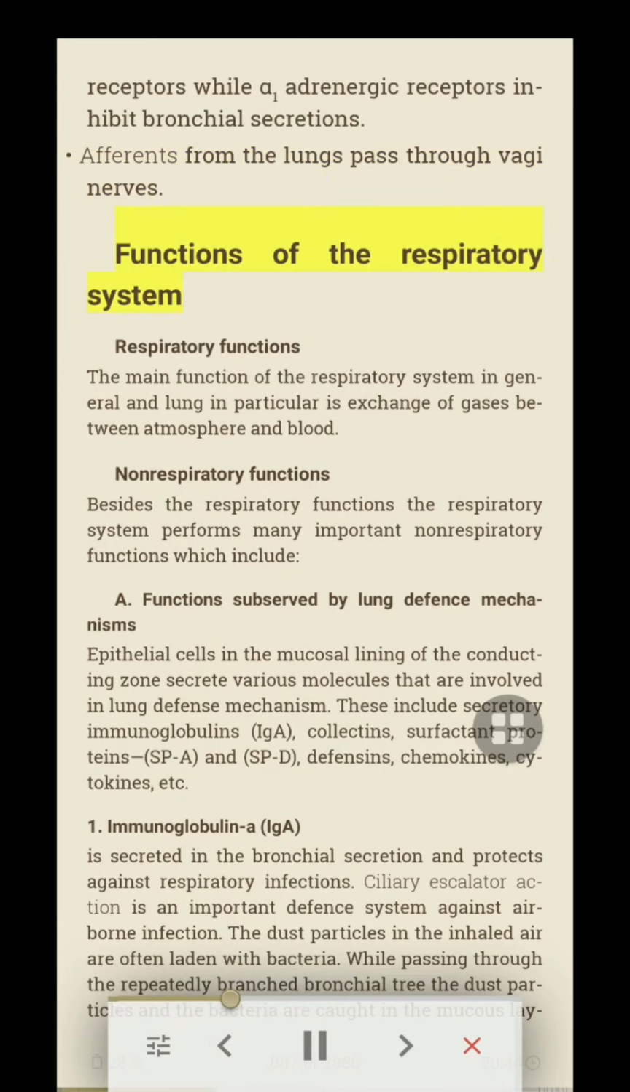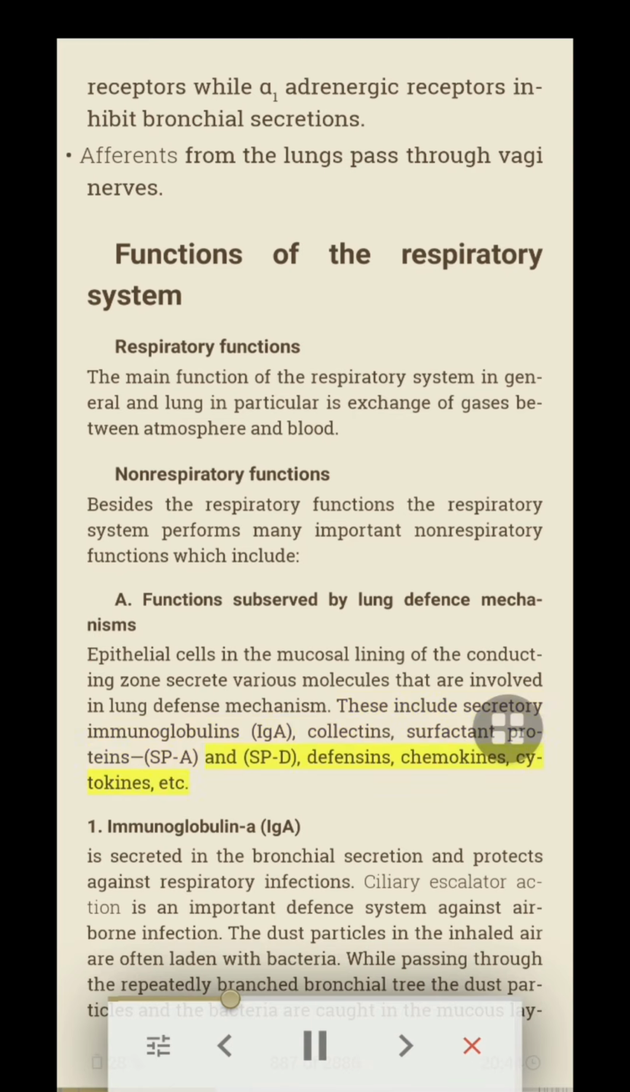Functions of the respiratory system. Respiratory functions. The main function of the respiratory system in general and lung in particular is exchange of gases between atmosphere and blood. Non-respiratory functions. Besides the respiratory functions, the respiratory system performs many important non-respiratory functions, which include: a. Functions subserved by lung defense mechanisms. Epithelial cells in the mucosal lining of the conducting zone secrete various molecules that are involved in lung defense mechanism.